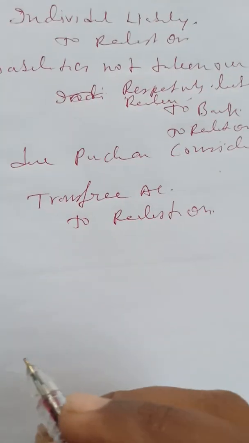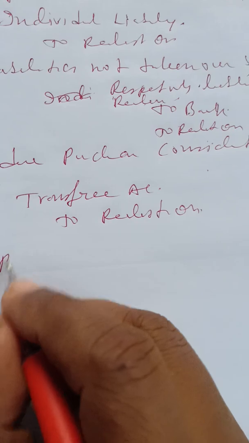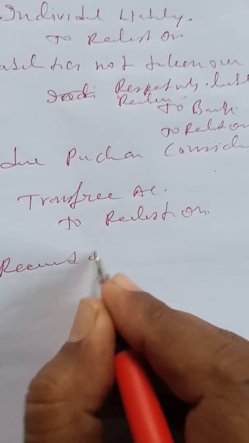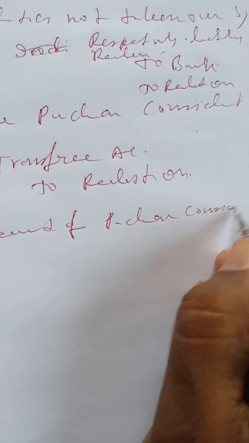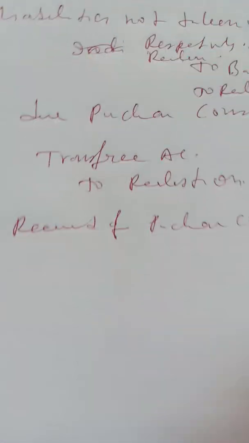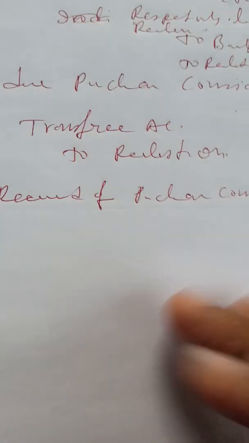The next entry is entry number 6, receipt of purchase consideration. As we saw in the last sum, the consideration is given here as equity shares and preference shares. In the same way, right?